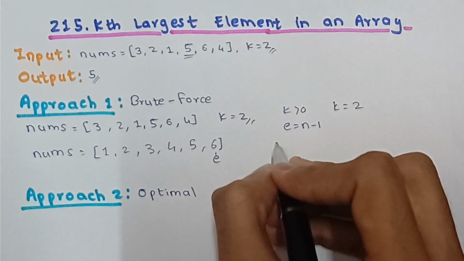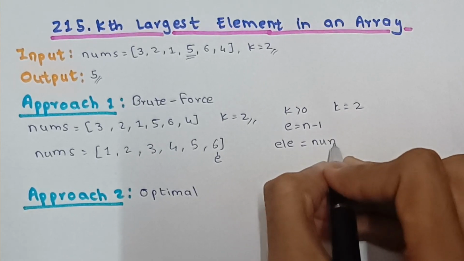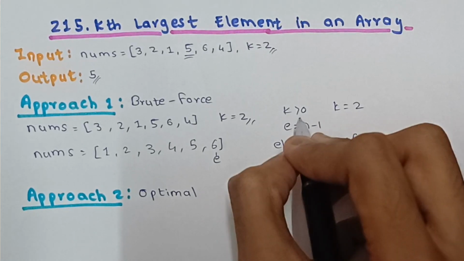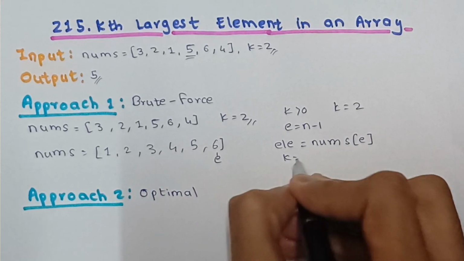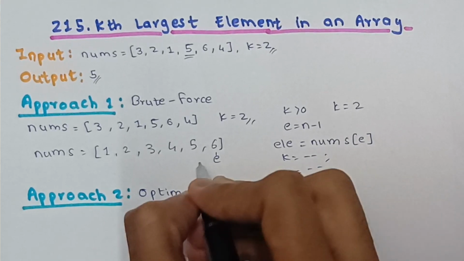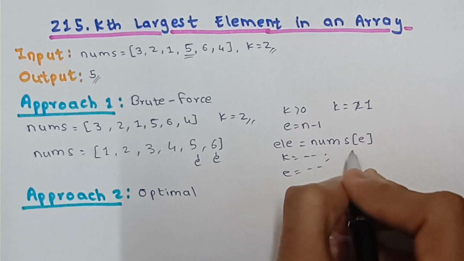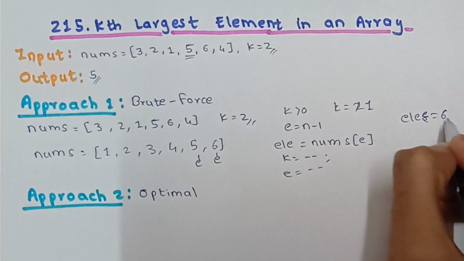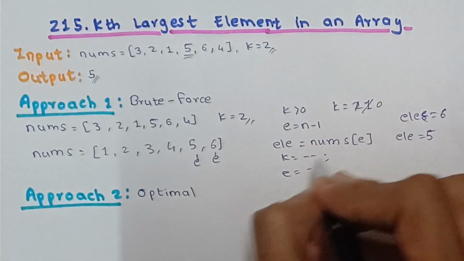And we will store the element into the element variable, like this: nums of ending pointer. So in the while loop at the start, k is 2, which is greater than 0, so we will put this value into the element variable. Then we will decrement k, and we will decrement the ending pointer also. Now our ending pointer is here and k is 1, which is greater than 0. Now in the element variable the number stored will be 5. At the start the element was 6, now the element becomes 5. Now again k is decremented to 0.